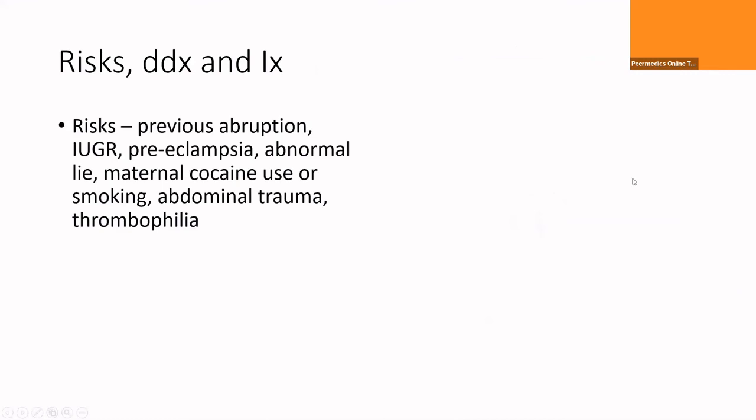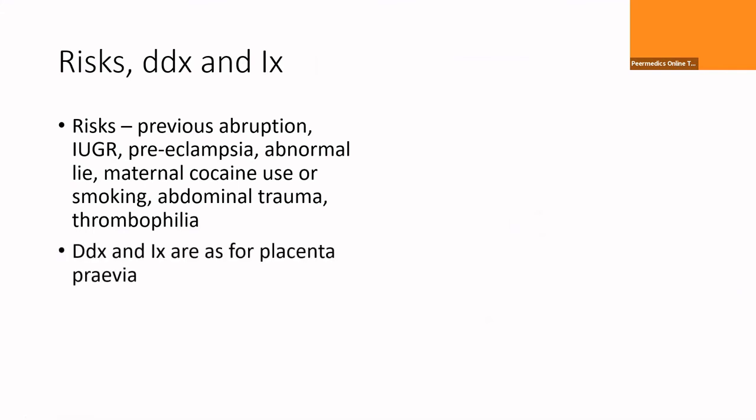So the risk factors for this include previous abruption, intrauterine growth restriction, preeclampsia, abnormal lie of the baby, maternal cocaine use or smoking. So I think it affects how the placenta is able to implant in the uterus. Again, this is another one I've seen in quite a lot of past paper and PassMed questions, they like to throw cocaine use in there as a risk factor, which for whatever reason seems unique to this particular presentation. And other risks include abdominal trauma and thrombophilia.